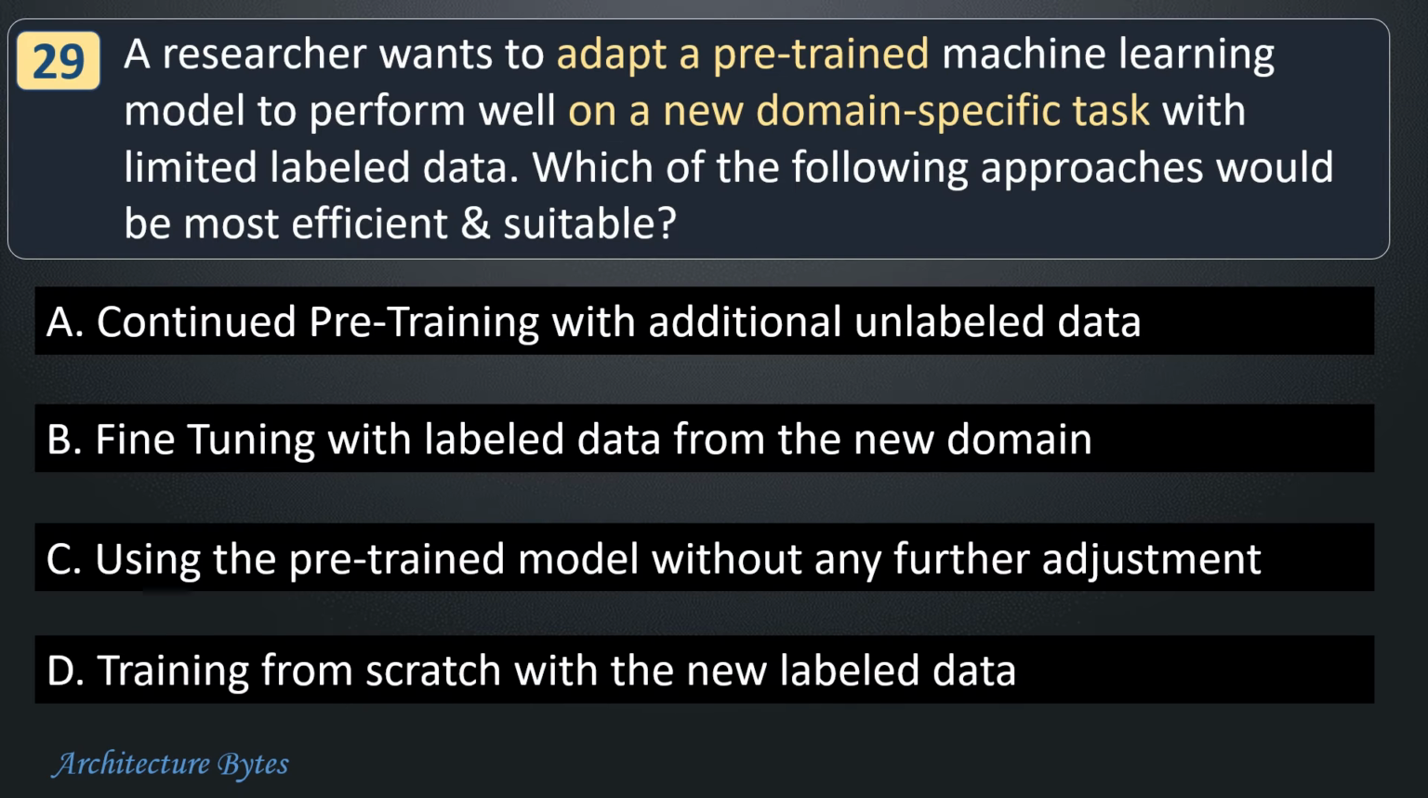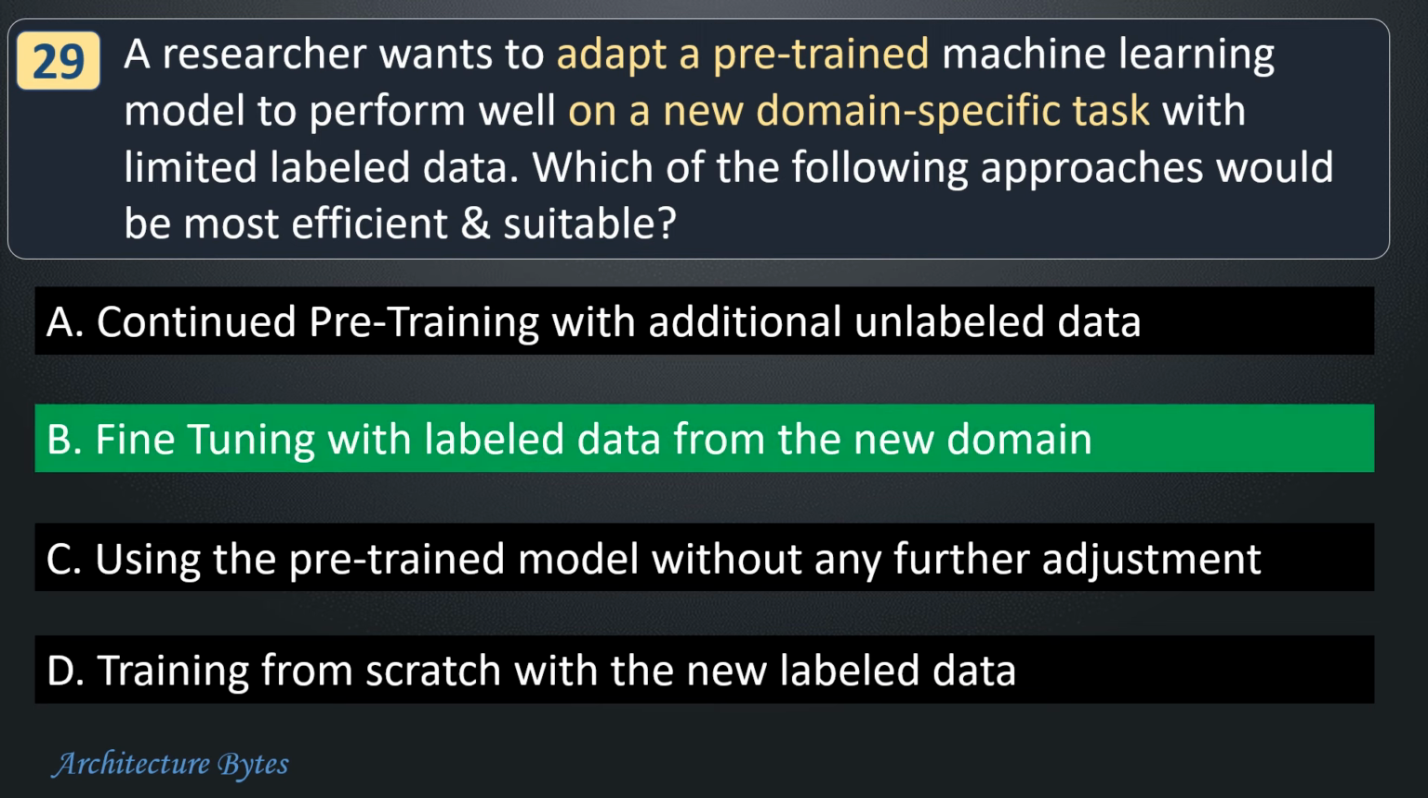A researcher wants to adapt a pre-trained machine learning model to perform well on a new domain-specific task with limited labeled data. Which of the following approaches would be most efficient and suitable? Option A. Continued pre-training with additional unlabeled data. Option B. Fine-tuning with labeled data from the new domain. Option C. Using a pre-trained model without any further adjustment. Option D. Training from scratch with new labeled data.